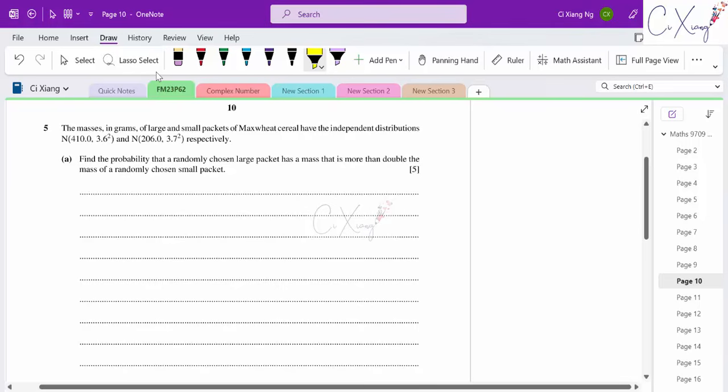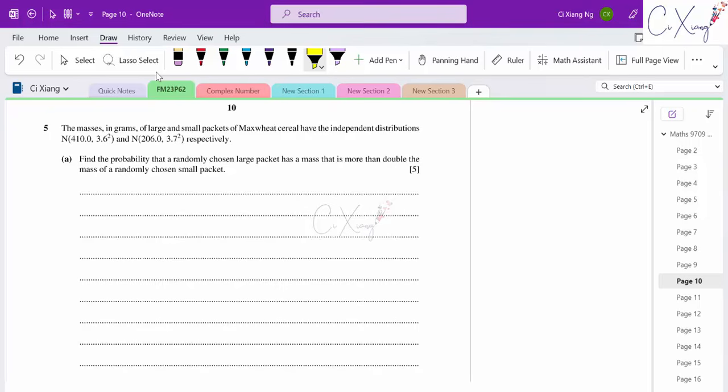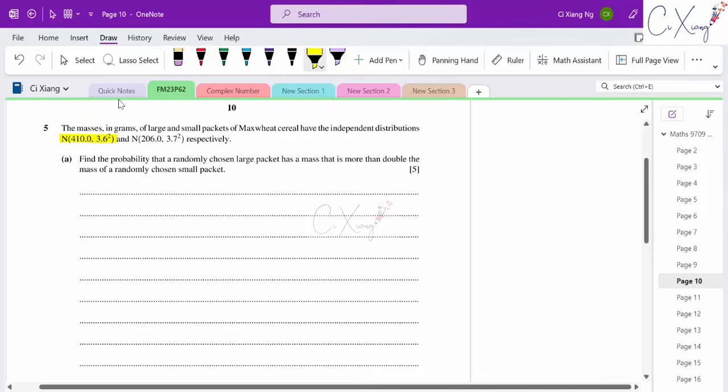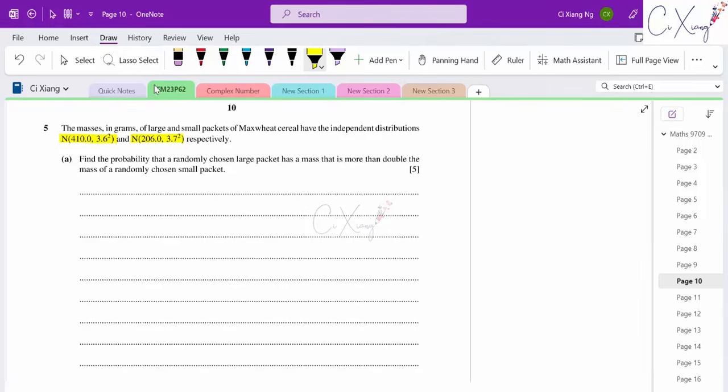Okay, so we are now at question number 5. The mass in grams for large and small packets of Max wheat cereal has independent distributions of this one. This is for the large packet and this is for the small packets. Both of them you can see are normally distributed. To make the calculation easier, in my discussion here, I will treat the large packets as capital letter L, and the small packets as capital letter S.